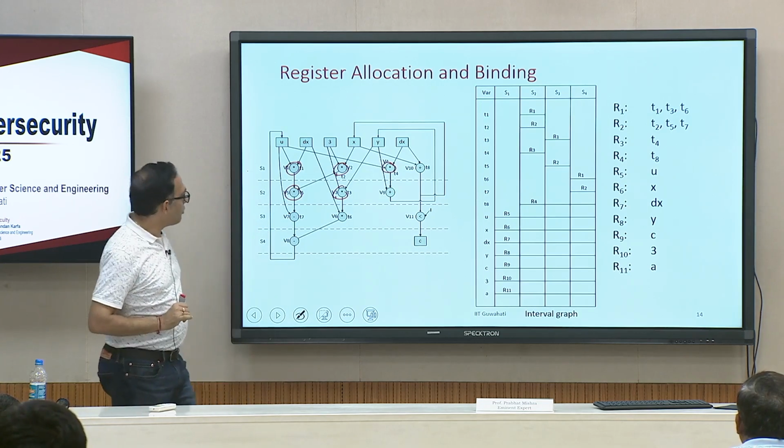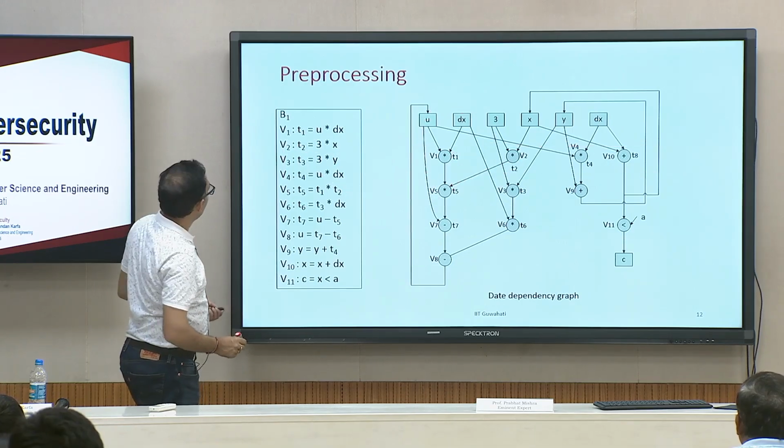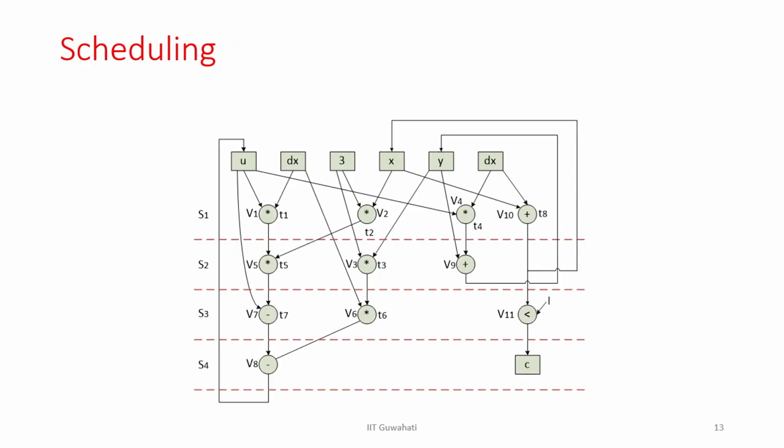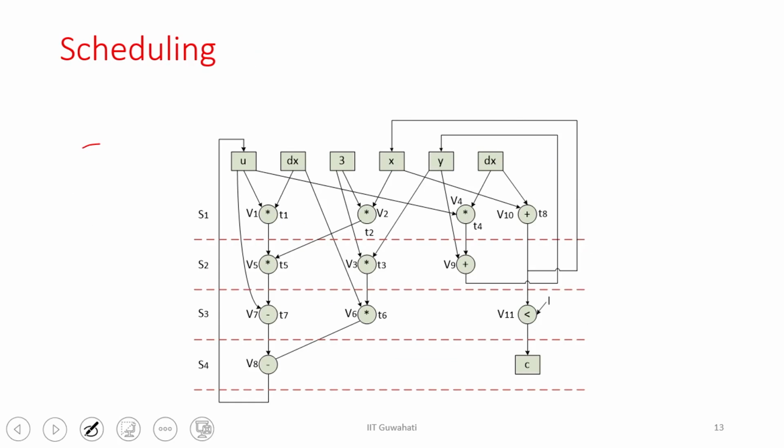So, what about registers? How many variables do we have here? T1, T2, if you go back here, you have T1, T2, this variable plus u, dx and all. One trivial solution is that you use one register to store one value. That is the obvious solution. But again I will ask the same question, can I reduce the number of registers? Similar concept, how?